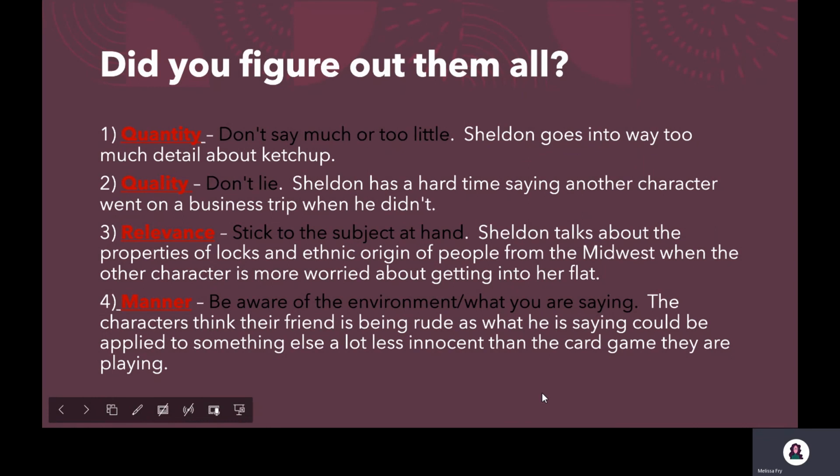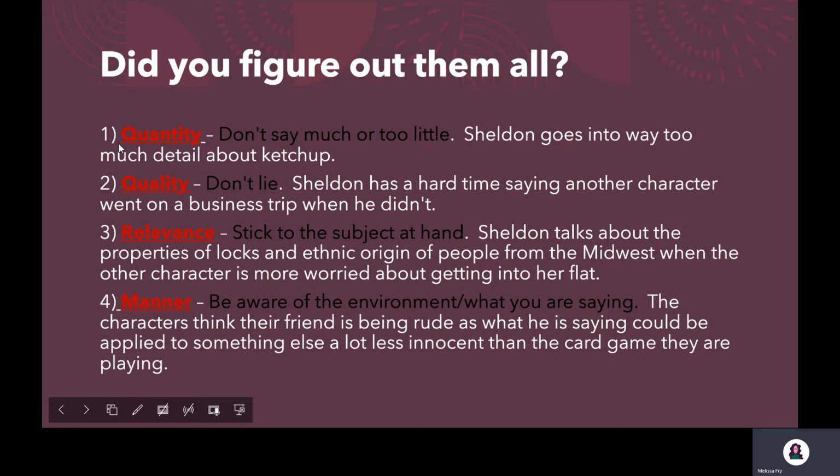All right, so watching that clip, hopefully you were able to apply some of the things you've learned about Grice's maxims. Now, the character of Sheldon, did he violate or flout? Flout is he deliberately chose not to meet these rules on purpose, maybe for humor, maybe for some other aspect to make a point, whereas violate means he broke them. So let's kind of look at what he did.